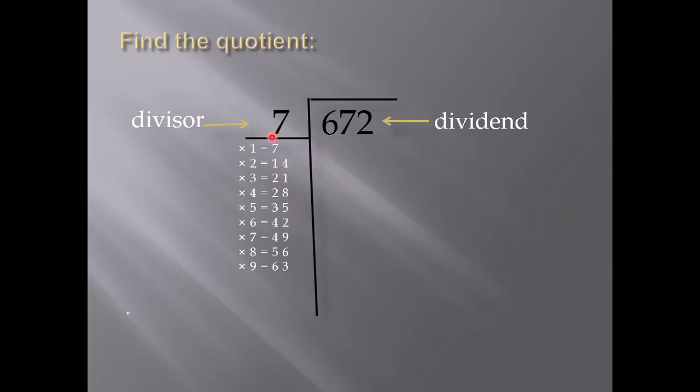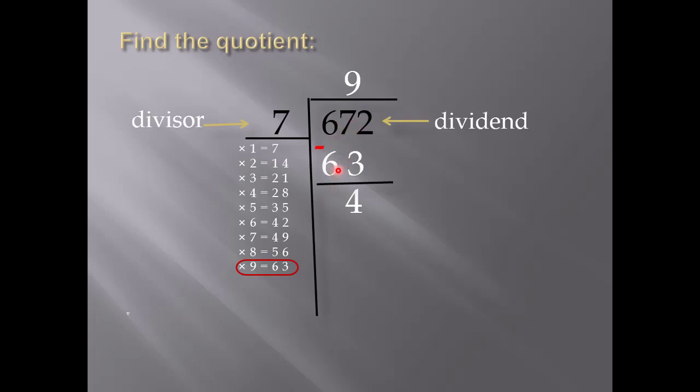Now let's look for 67. 67 divided by 7. Look at the table. Yes, the nearest number here is 63. So I take 63. 63 divided by 7 is 9. Write 9 up and write 63 here down. 9 times 7 equals 63. The next step is to subtract. Let's subtract. 7 minus 3 is 4, and 6 minus 6 is 0, so I will not write 0.